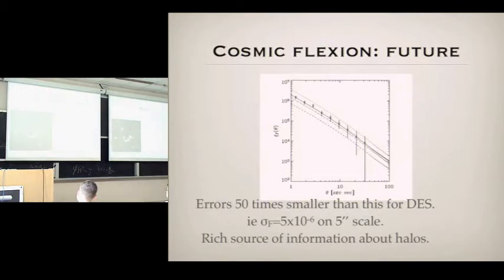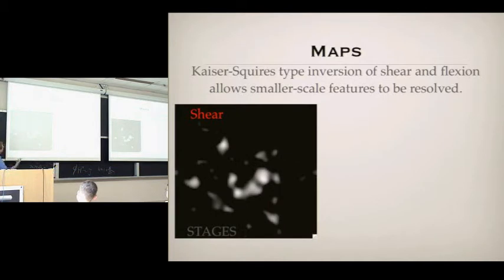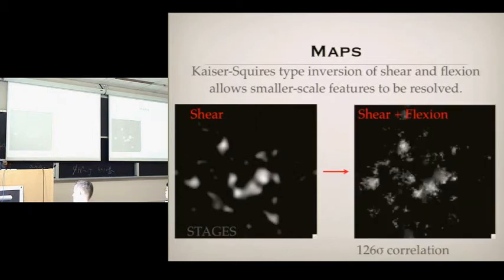We can also think about mapping. You can do a Kaiser-Squires inversion of shear. You can also do a Kaiser-Squires type inversion of flexion. And whereas the shear errors in the Kaiser-Squires inversion are formally infinite, so you have to smooth, that's not so for flexion. So here's a smoothed shear map, taking the same kappa variance effectively per pixel for the flexion map and adding it, we find that we get this.